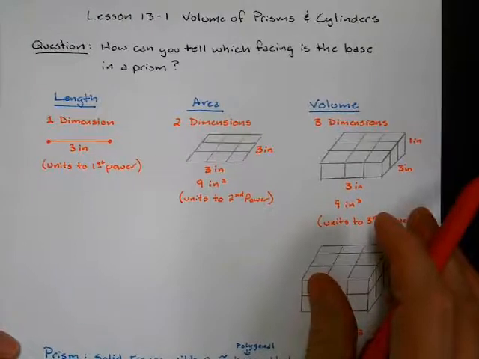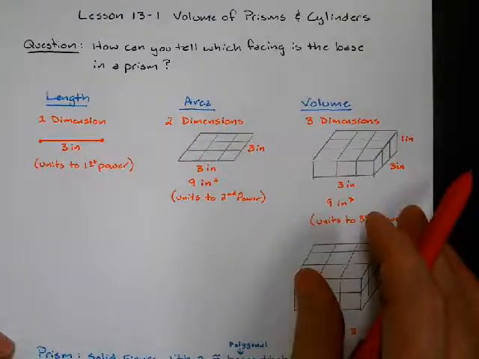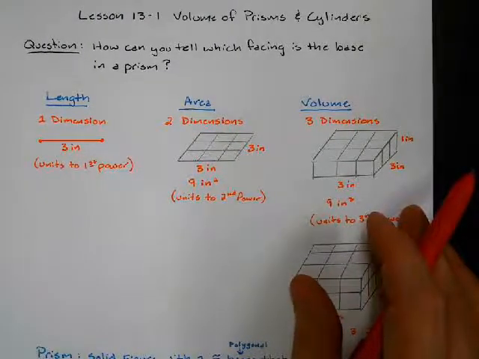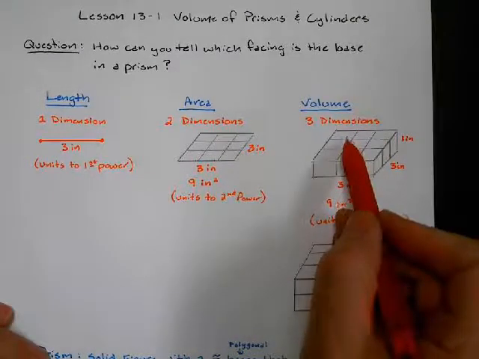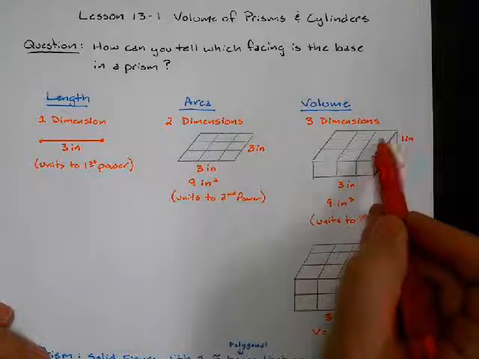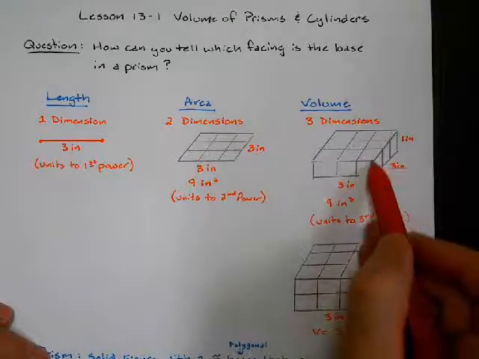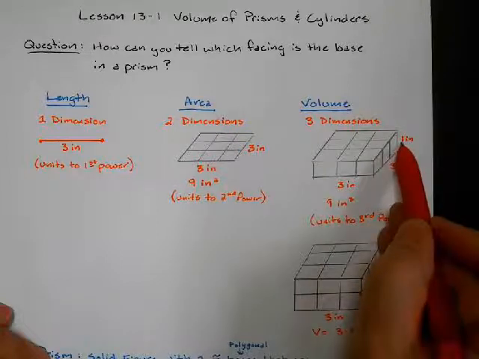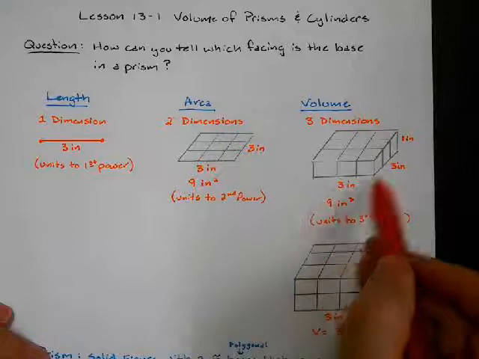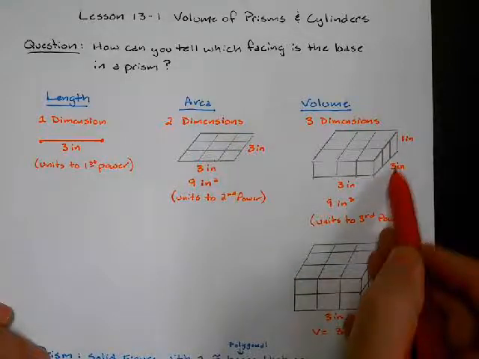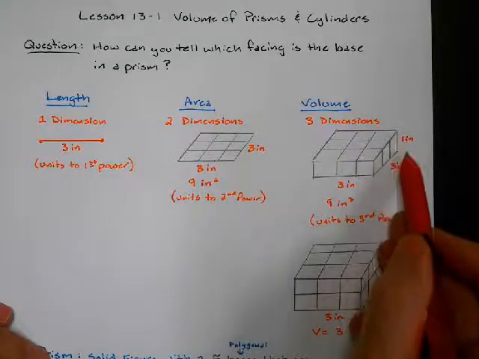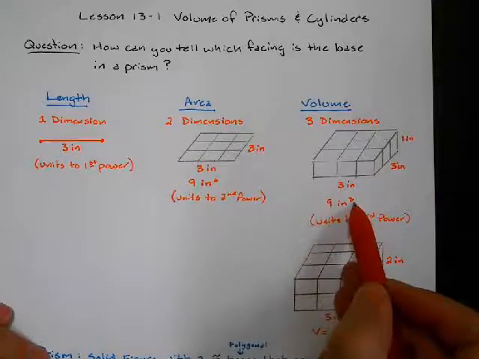Now volume is in 3 dimensions. So it's got length, it's got width, and now it has depth to it. So here I've got a volume problem where I've got these squares, and they have depth to them. These squares have a depth of 1. So it's still going to be 3 times 3, and since there's only one row of them, it's going to be 9 inches cubed.